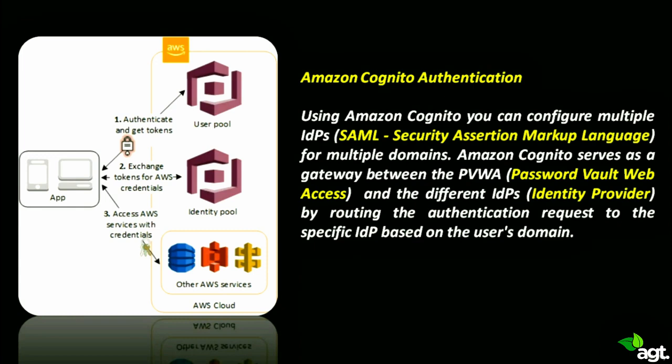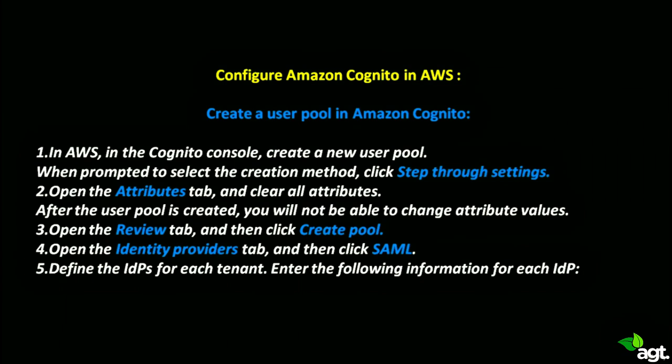Actually, this lecture is aimed at people familiar with Amazon Cognito. If you are new to Amazon Cognito and would like to learn more, you can go to the Amazon Cognito website and find more information. The following sections include the procedures required for configuring the Amazon Cognito authentication method in PVWA, password vault web access. Before you configure Amazon Cognito in PVWA, you must first configure it in AWS. So, configure Amazon Cognito in AWS.